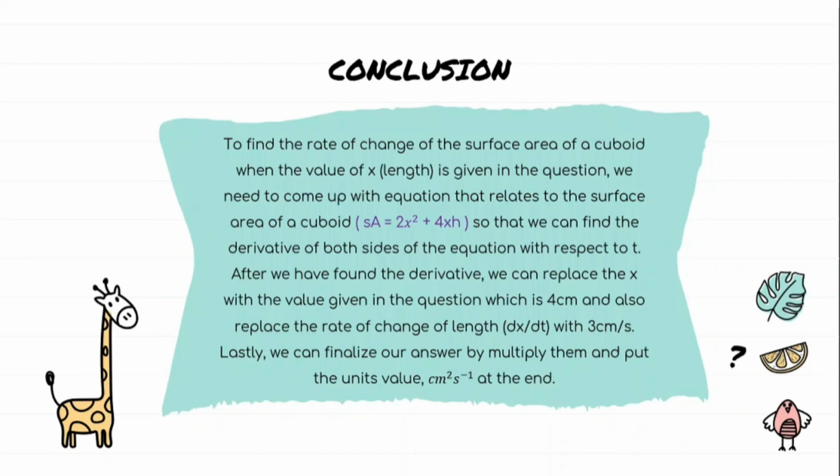After we have found the derivative, we can replace the x with the value given in the question, which is 4 cm, and also replace the dx over dt, which is the rate of change of length, with 3 cm per second. And lastly, we can finalize our answer by multiplying them and putting the unit, which is centimeter squared per second, at the end.